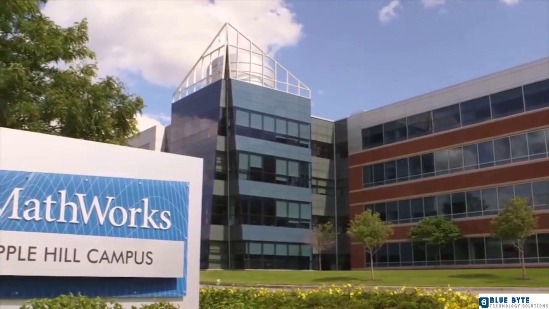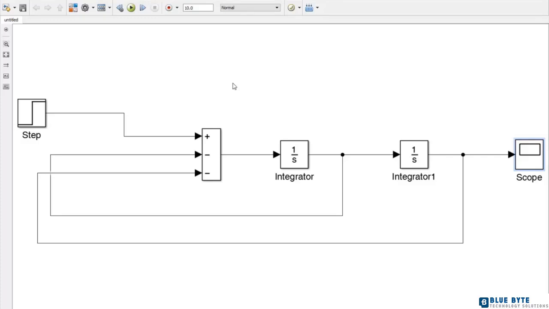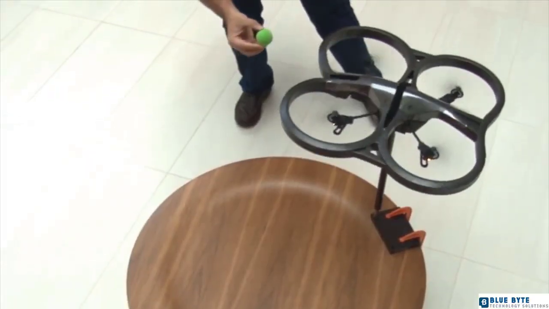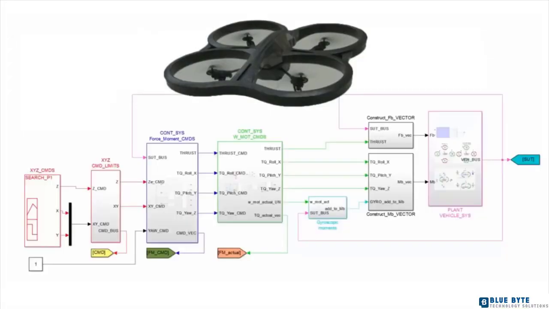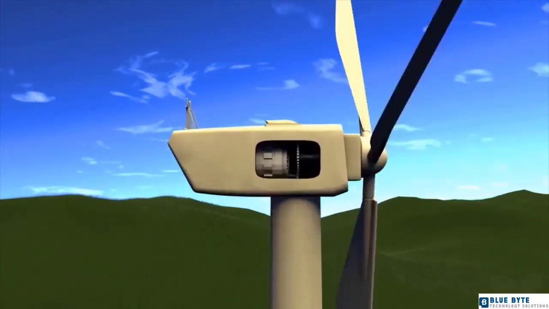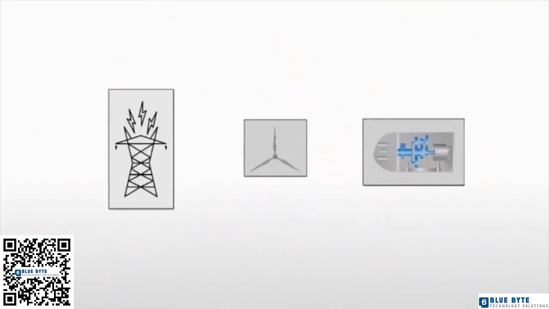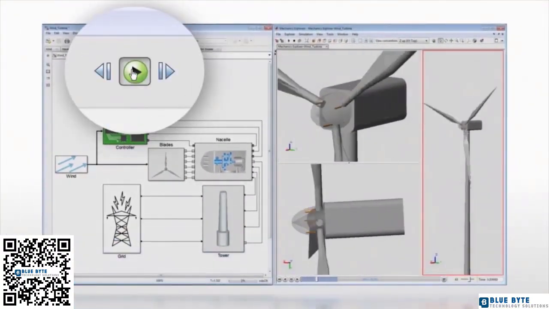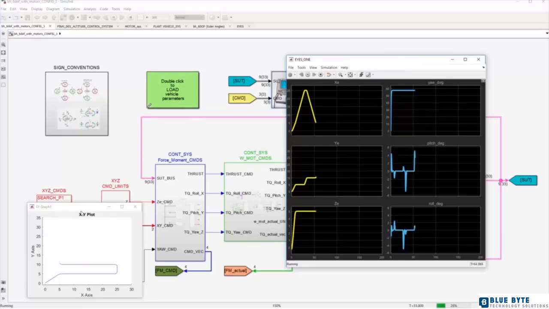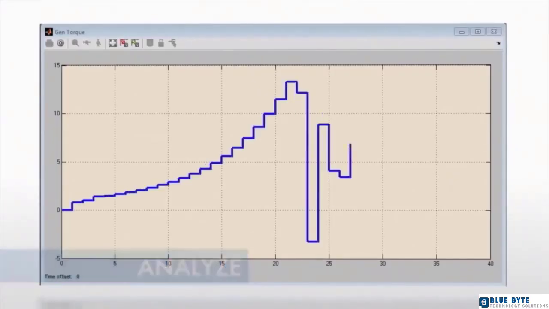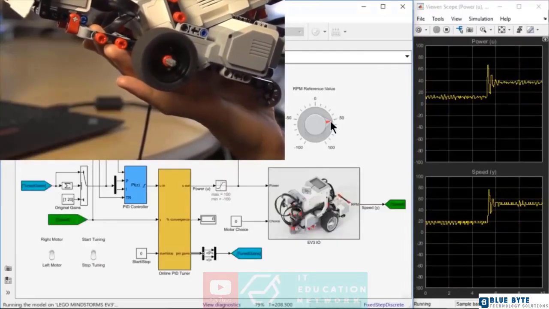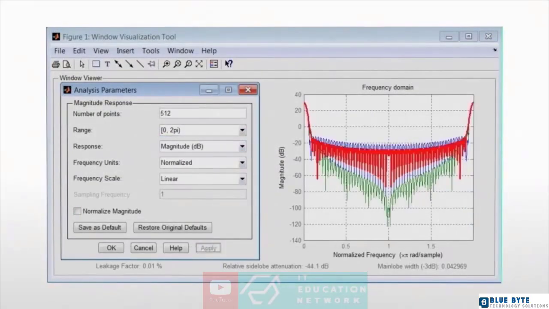Simulink, developed by MathWorks, is a graphical programming environment for modeling, simulating, analyzing multi-domain dynamical systems, automatic controlling, and digital signal processing.